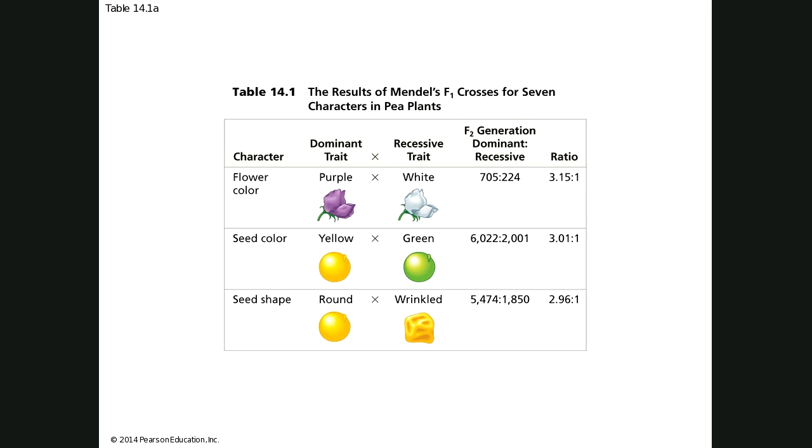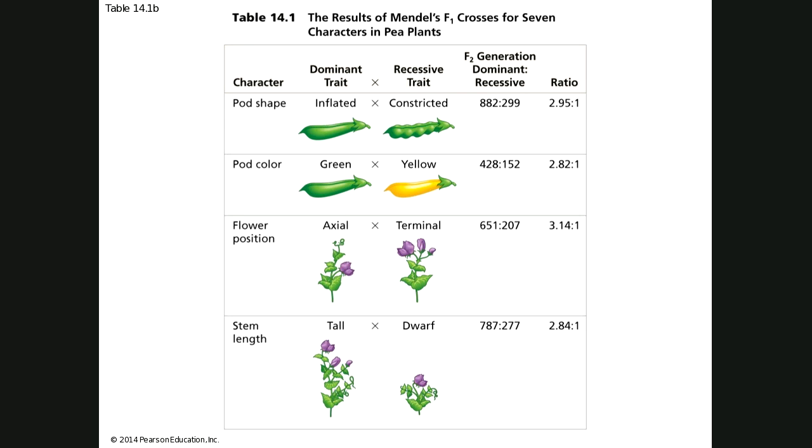So even though he's moved on to other traits, there are even other traits that he looked at in this particular species, like the shape of the pod, which he called either inflated or constricted. He looked at the color of the pod. He looked at where the flowers are. Axial flowers, not that this is a botany class, come out of the stem and leaf junction here. Terminal flowers grow at the top. 3 to 1, 3 to 1, 3 to 1. Stem length 3 to 1. It was all 3 to 1, right? Over and over again.